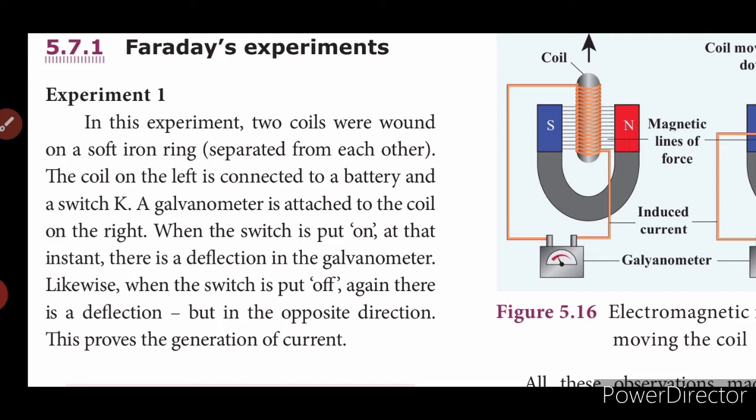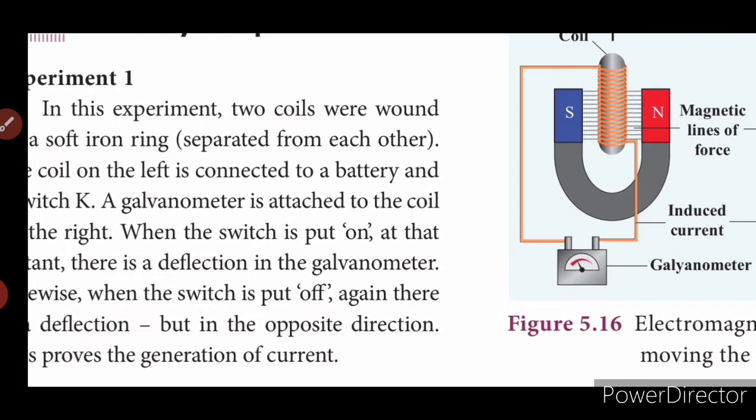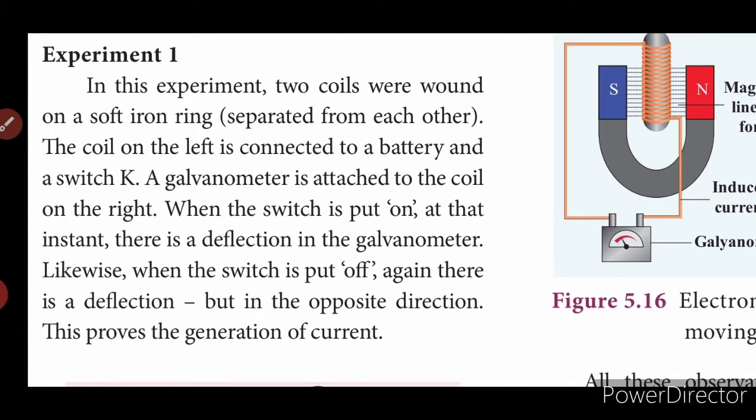Experiment 1. In this experiment, two coils were wound on a soft ring, separated from each other. The coil on the left is connected to a battery and a switch K. The diagram is given, you can go through it: Figure 5.14, electromagnetic induction in a current carrying coil, in the book. A galvanometer is attached to the coil on the right. When the switch is put on, at that instant there is a deflection in the galvanometer. Likewise, when the switch is put off, again there is a deflection, but in the opposite direction. This proves the generation of current.